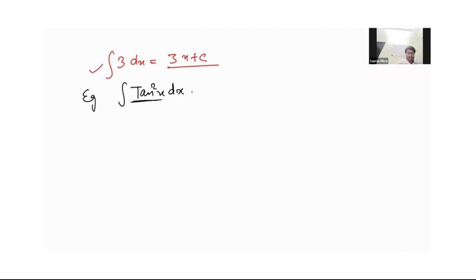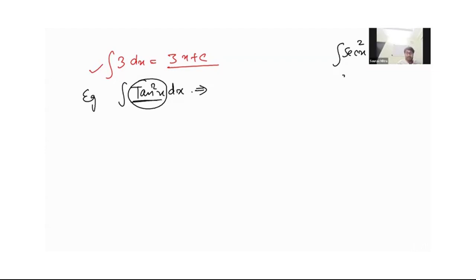We only have the integration of sec square x, and we know that the integration of sec square x is tan x, not tan square x, it is tan x. So here we have tan square x, and they are asking for the integration of tan square x.